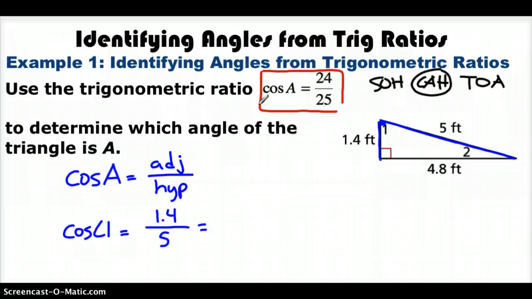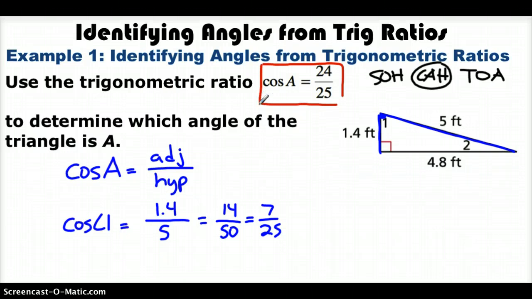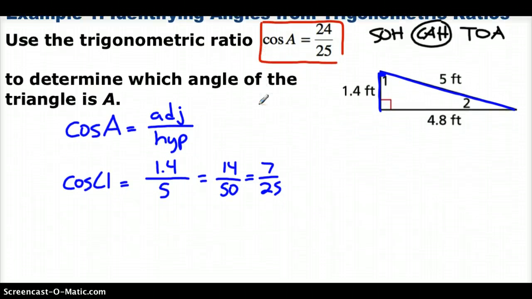I could multiply top and bottom by 10, which would give me 14 over 50. Both those numbers are even, so I'll divide both the top and the bottom by 2. 14 divided by 2 is 7, and 50 divided by 2 is 25. So the cosine of angle 1 is 7 over 25. That doesn't really work for us, but let's check angle 2 and see if that works out.